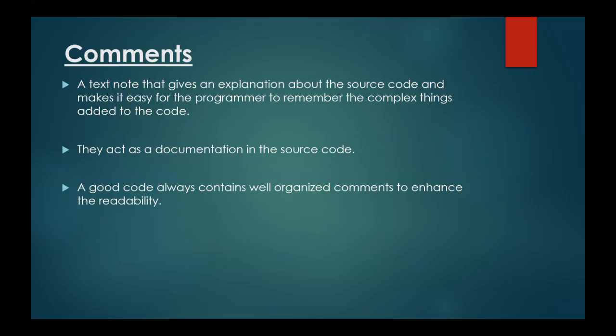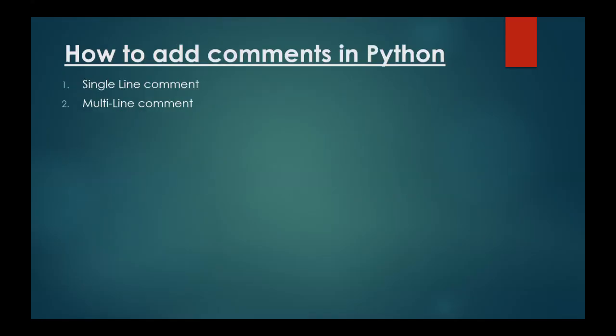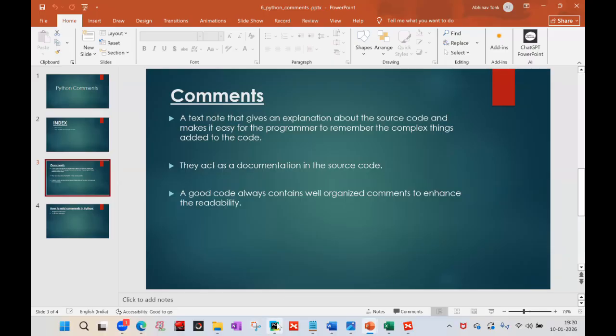So if you are doing some special thing at a particular line in your source code, then you should add a comment on why you are implementing that logic. Any documentation or informational input that you want to give to the reader, for that purpose you add comments in any programming language, right? Now in Python, as I said, we can give comments in two formats: single line comments and multi-line comments. So let's see how we add comments in Python.